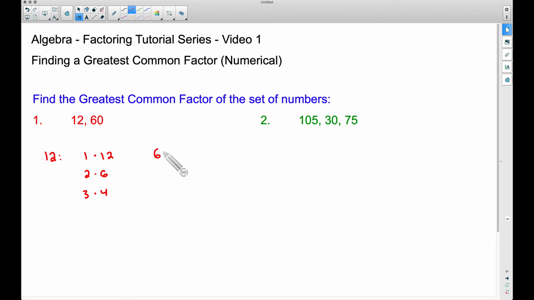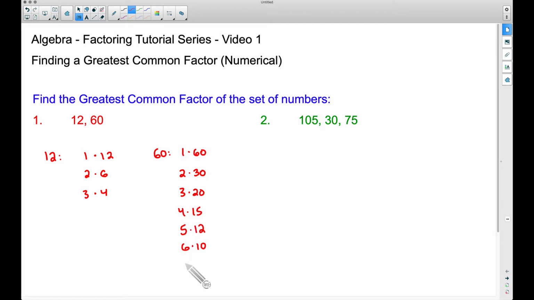I am going to show you another approach in a moment to find a greatest common factor, because sometimes you may not be able to find these factors as fast. But for now, factors of 60: 1 times 60, 2 times 30, 3 times 20, 4 times 15, 5 times 12, 6 times 10, and let's see what else we can do. Notice I'm going in order: 1, 2, 3, 4, 5, 6.